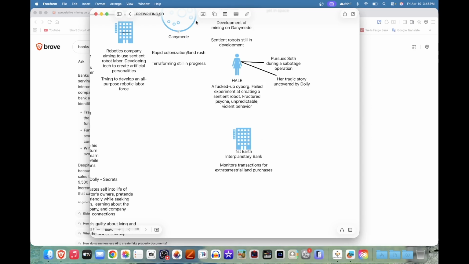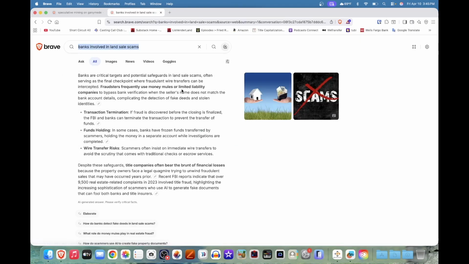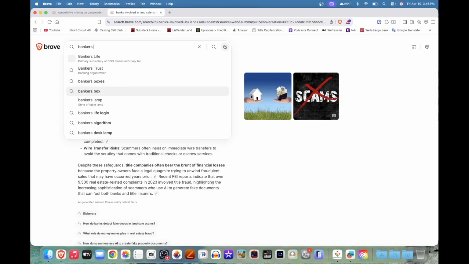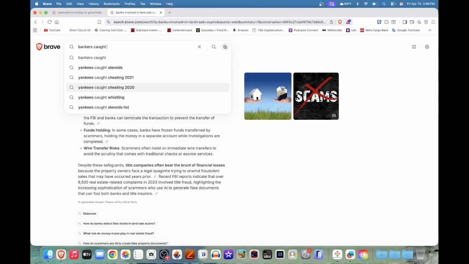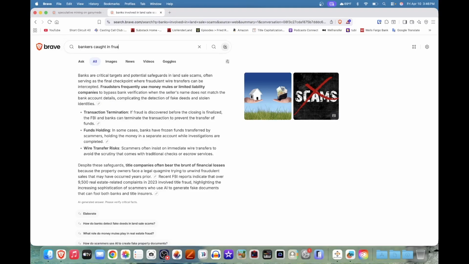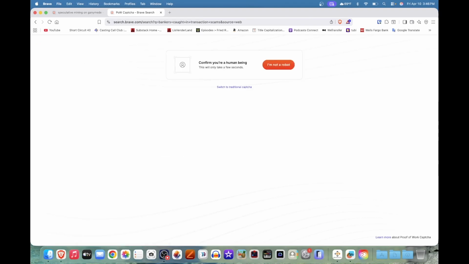Corrupt officials, or who would... let's do more research. Bankers caught in fraud schemes, or investment. Should it be investment? Let's say transaction scams. Oh, it needs to confirm that I'm human. I'm doing too many searches.